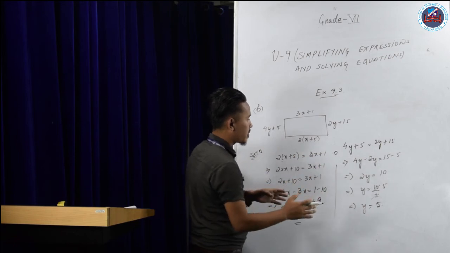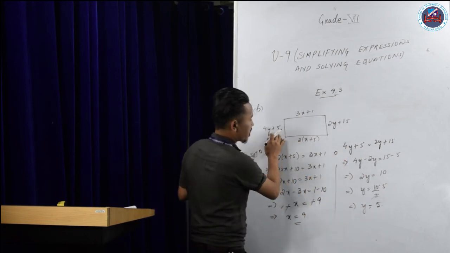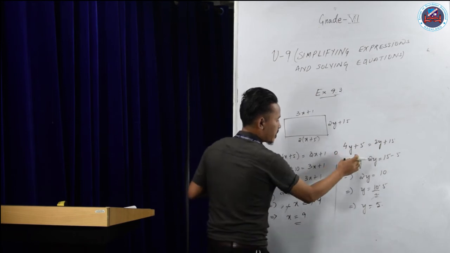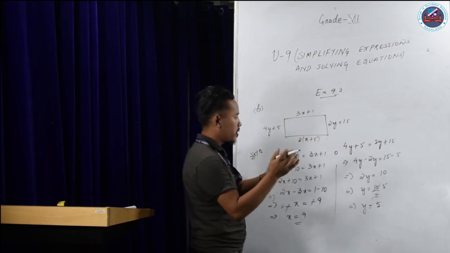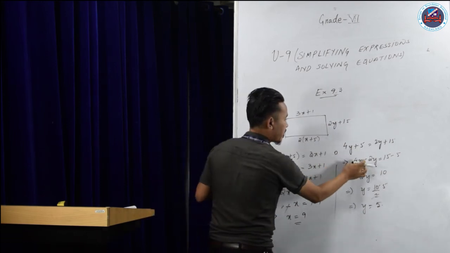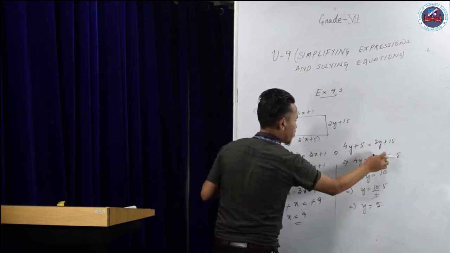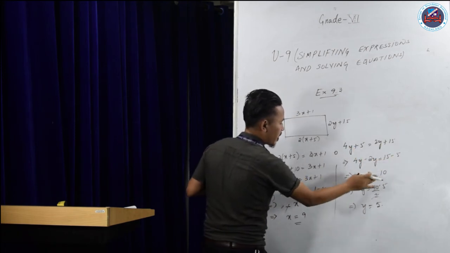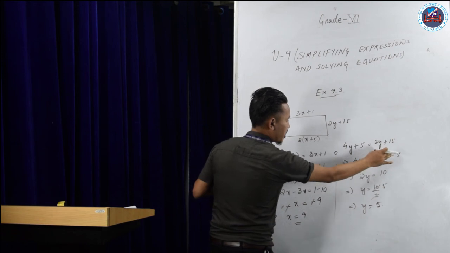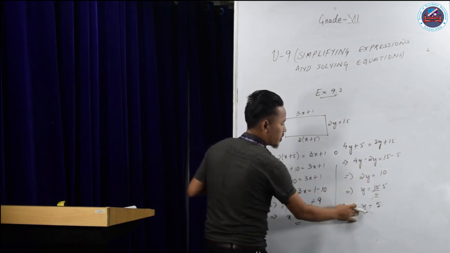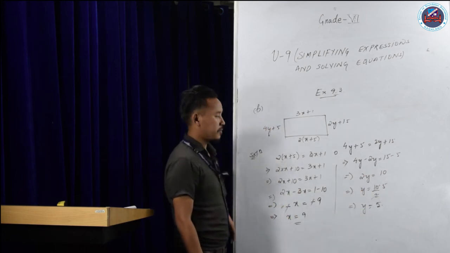So following the same method, 4y plus 5 equals 2y plus 15. The variables I have brought to one side, and the numbers I have shifted to the other side. So 4y minus 2y equals 15, this plus 5 becomes minus 5. 4y minus 2y, I get 2y. 15 minus 5, I get 10. y equals 10 divided by 2. The value of y is 5.